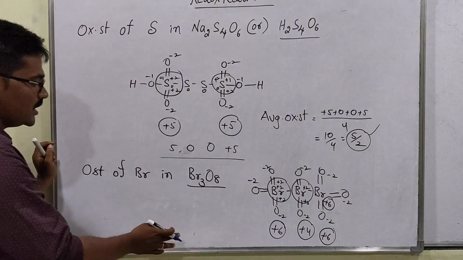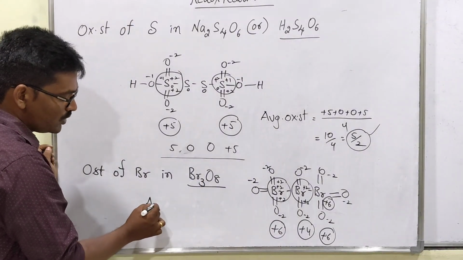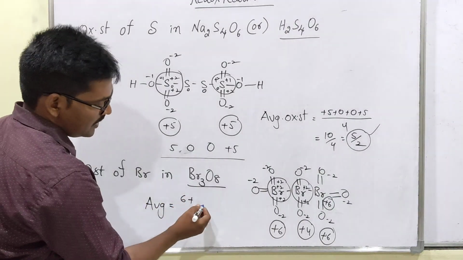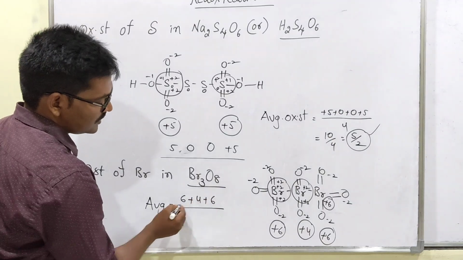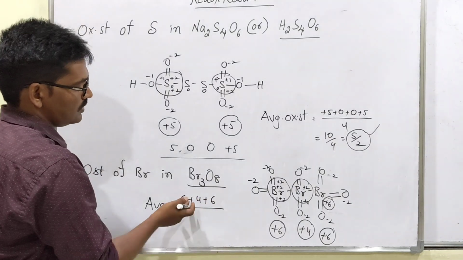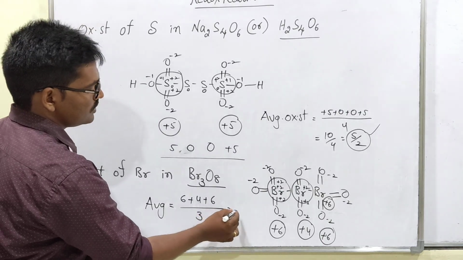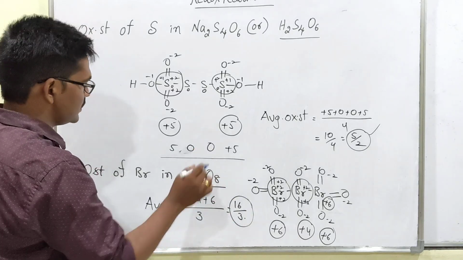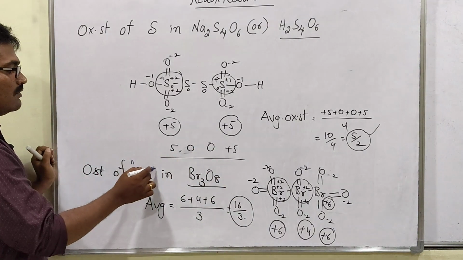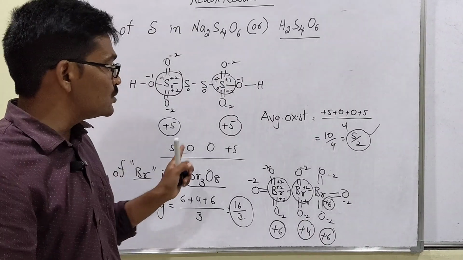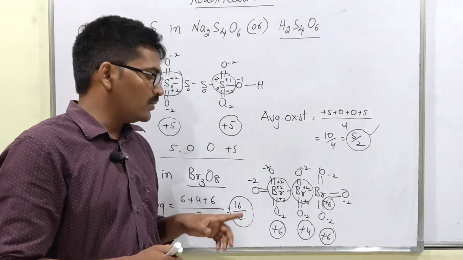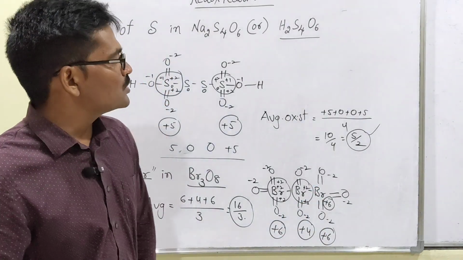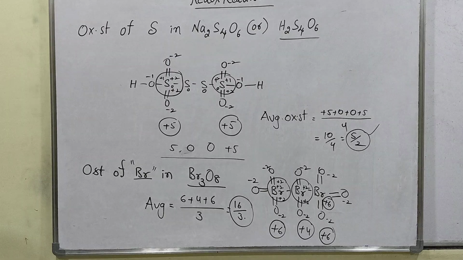So if you want to find the average oxidation state, what you have to take? Average oxidation state equals 6 plus 4 plus 6, that is 12 plus 4, 16, divided by 3. So this is the average oxidation state of bromine. But if they ask individually, they will ask three oxidation states: +6, +4, +6. Clear, my dear students? So note it. Then one more we'll discuss.